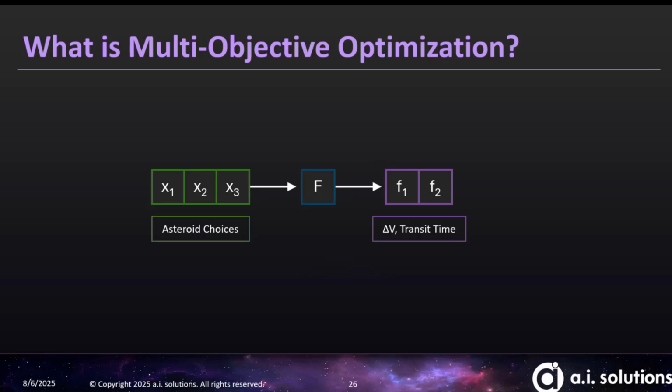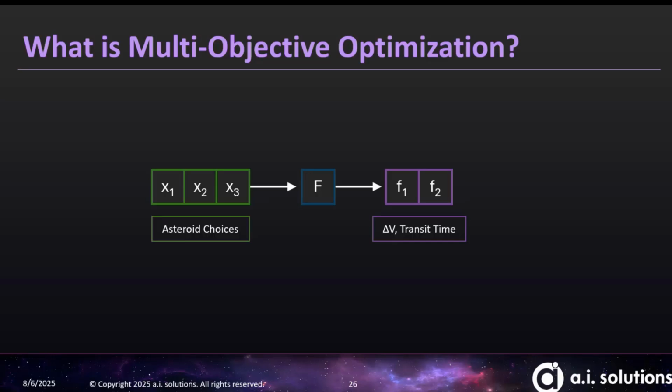So yeah, delta V and transit time. We want to figure out what the Pareto front looks like. We want to be able to have that in front of us as an engineer so we can make an informed decision about what solution along the Pareto front works best for whatever our mission is.